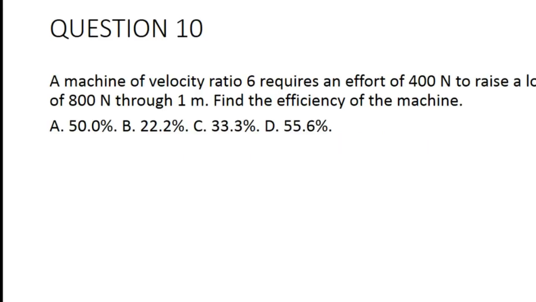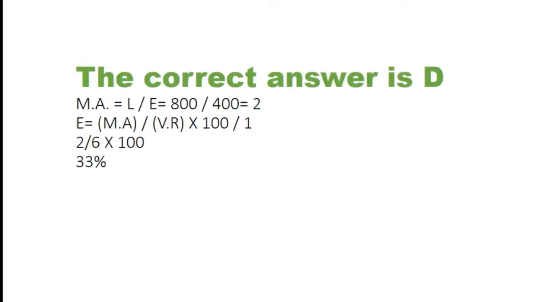Question 10. A machine of velocity ratio 6 requires an effort of 400 Newton to raise a load of 800 Newton through 1 meter. Find the efficiency of the machine. Now, for us to calculate the efficiency of a machine, MA, we say MA is equal to L over E, which is, our L here is 800 and our E is 400. So when we divide through, we get 2. So our MA is 2.